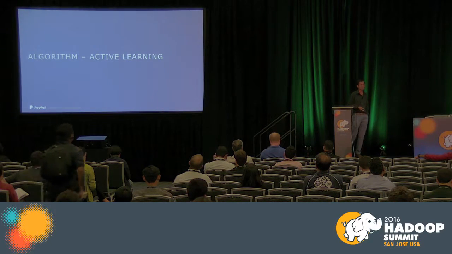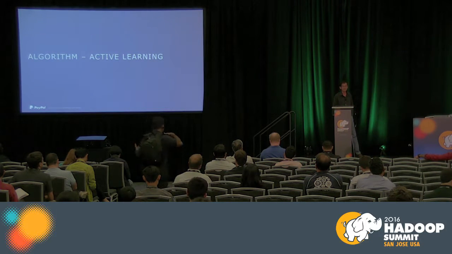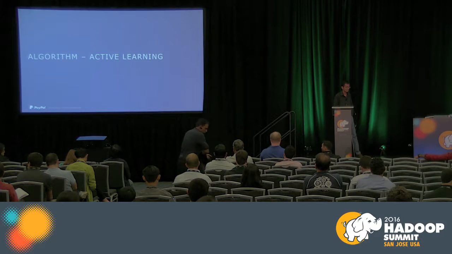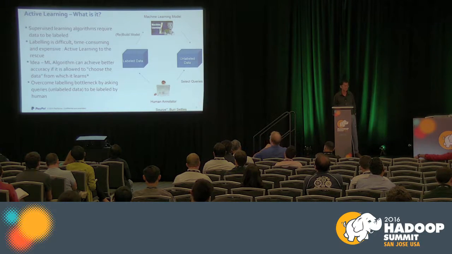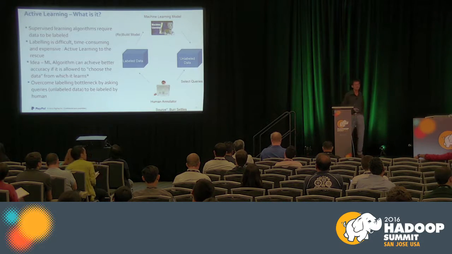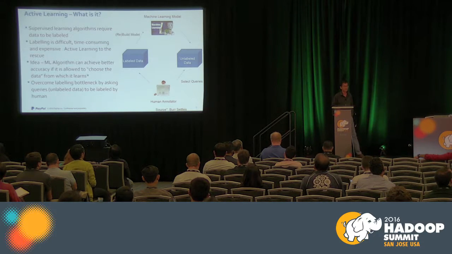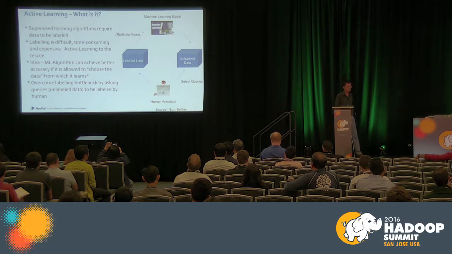So the algorithm to tackle the labeling problem is active learning. I'll talk briefly about what active learning is. Obviously, supervised learning algorithms require the data to be labeled. Labeling is difficult, extremely time-consuming and expensive, especially in fraud cases. You can give an image to somebody and they can say this is an image of a dog or a cat, right? It's easy for a human to label. In fraud cases, it's not that easy. It's extremely time consuming. Usually you need experts to label a fraud case. That's where active learning helps.